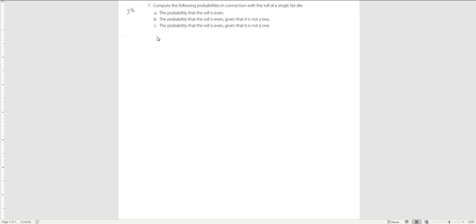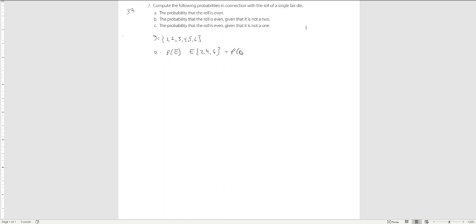So, let's start off with our sample space for the single fair die, which is going to be 1, 2, 3, 5, 6. We have the 6-sided die. Okay, so the probability we'll call E for even. So the event even is 2, 4, 6. So that's going to be the probability of any of those.